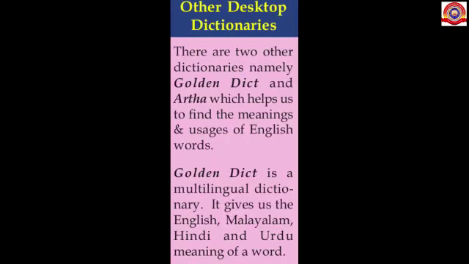There are two other dictionaries, namely Golden Dict and Artha, which help us to find the meanings and usages of English words. Golden Dict is a multilingual dictionary. That means a dictionary consisting of various languages. Multi means many. Lingual means language. Multilingual means many languages. It gives us the English, Malayalam, Hindi and Urdu meaning of a single word.